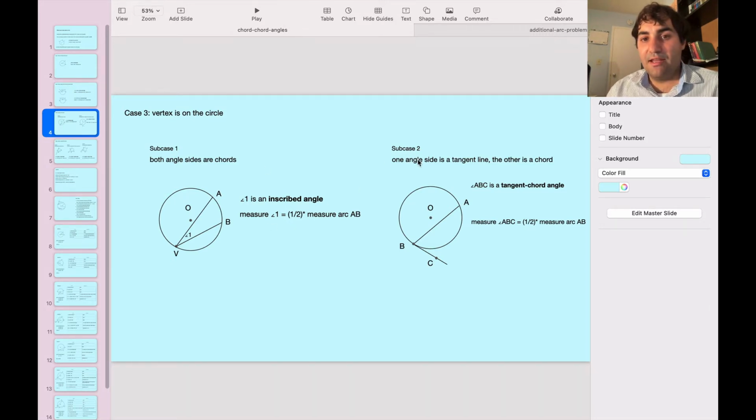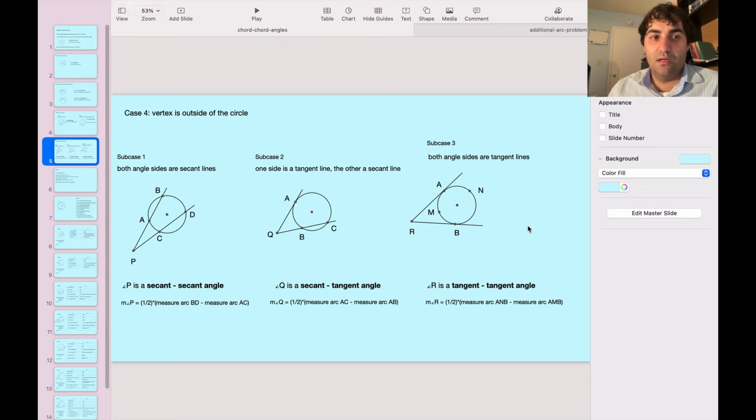The other subcase: one angle side is a tangent line and the other is a chord. Here one side is a tangent and the other is a chord, and angle ABC is a tangent-chord angle. The measure of angle ABC equals 1/2 times the measure of arc AB.